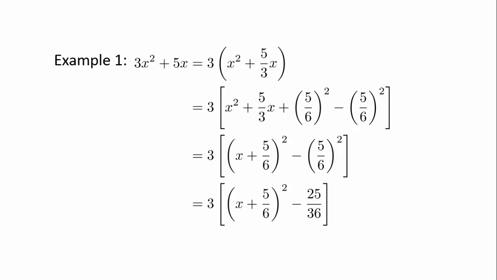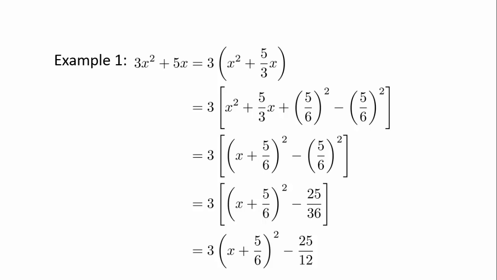The last step is to distribute the 3 into the bracket. Distribution means we multiply each term in the bracket by 3. So 3 multiplied by 25 over 36, we can cancel 3 top and bottom, and 36 divided by 3 is 12. So that's why the last term is 25 over 12.